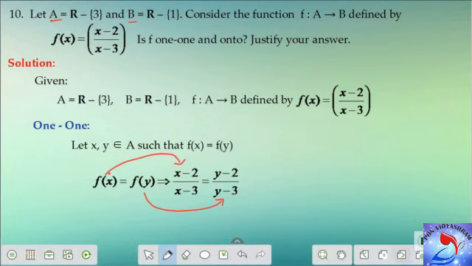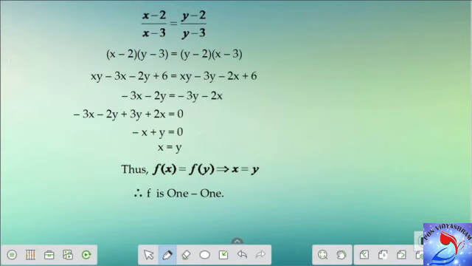Let's try to simplify this and see whether we can prove it is one-to-one or not. For which, let us consider the equation (x minus 2) by (x minus 3) equal to (y minus 2) by (y minus 3). Obviously, the next step that we do here is cross multiplication. That is, (x minus 2) into (y minus 3) equal to (y minus 2) into (x minus 3). Let's expand the terms on the left side and right side separately, and you can see the simplification. After all the simplification, we got minus x plus y equal to 0. That means minus x is equal to minus y, or x equal to y.